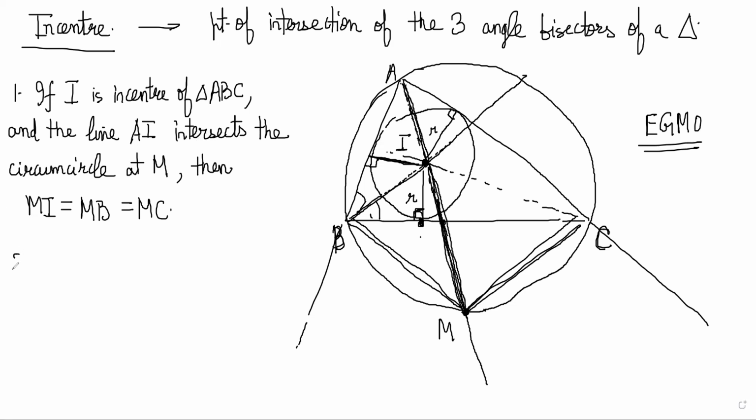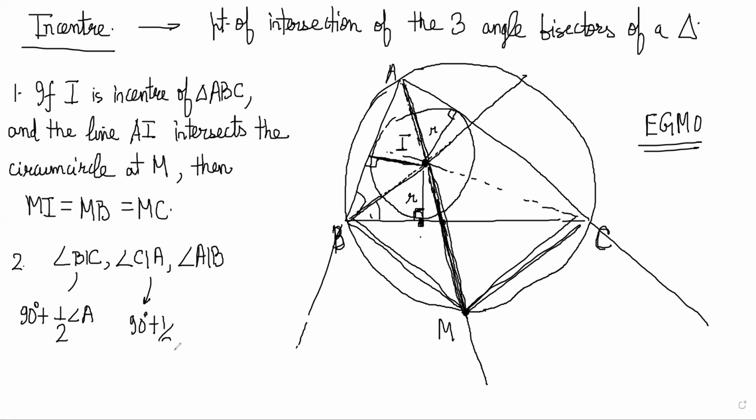The second property basically talks about the angles BIC, CIA, and AIB. These angles are 90° plus half angle A, 90° plus half angle B, and 90° plus half angle C. This is also very basic, so this is an important property. The angle that is made here is 90° plus half angle.